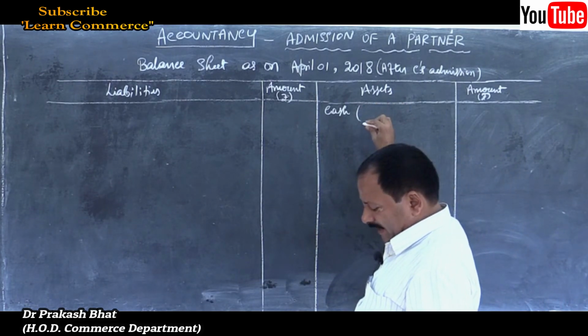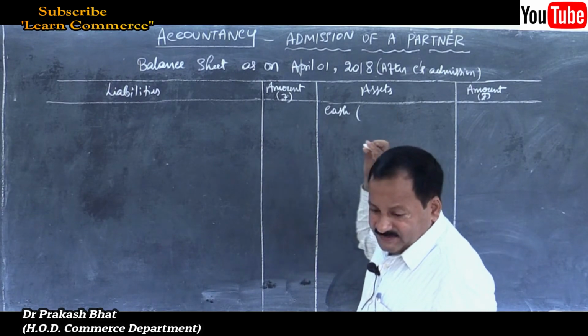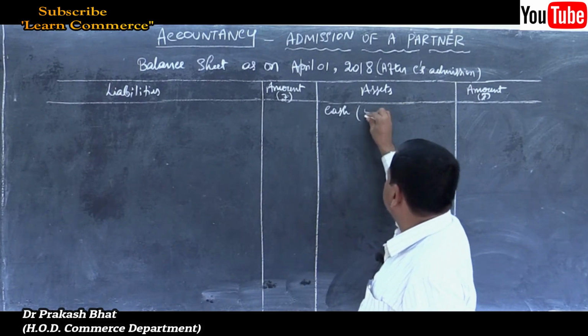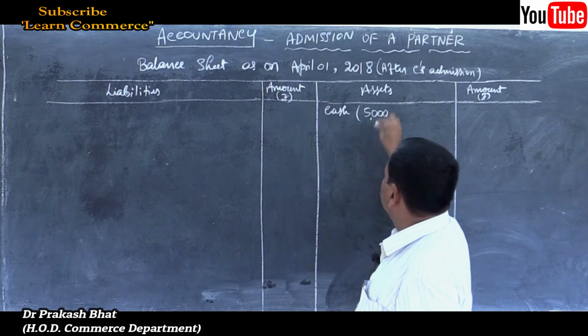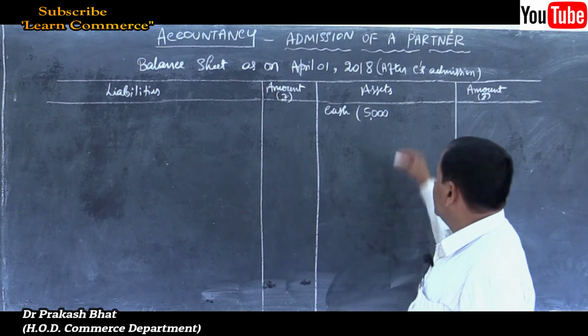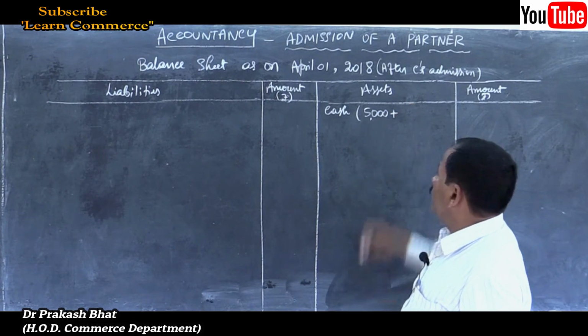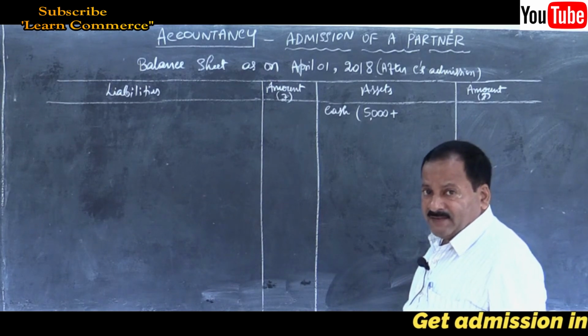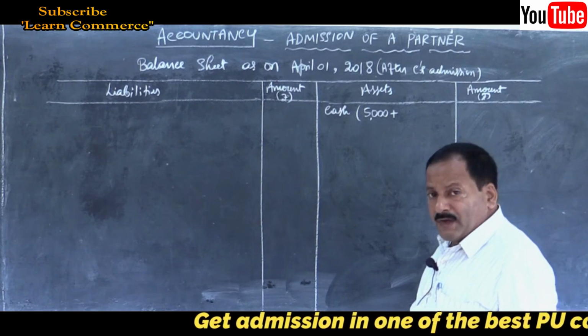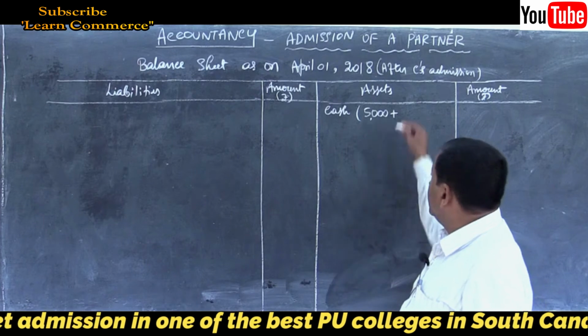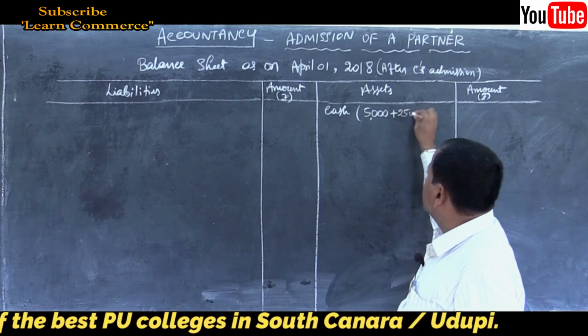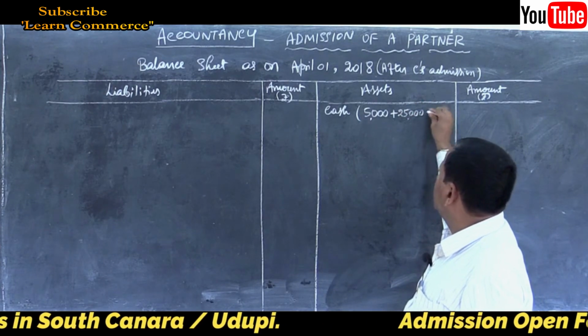How much was the opening balance? It was 5,000, I think. Yes, it is 5,000. Refer your problem. Balance sheet. Add any movement of cash. We didn't pay anything, right? But new partner has brought in capital. How much? 25,000. Add it.